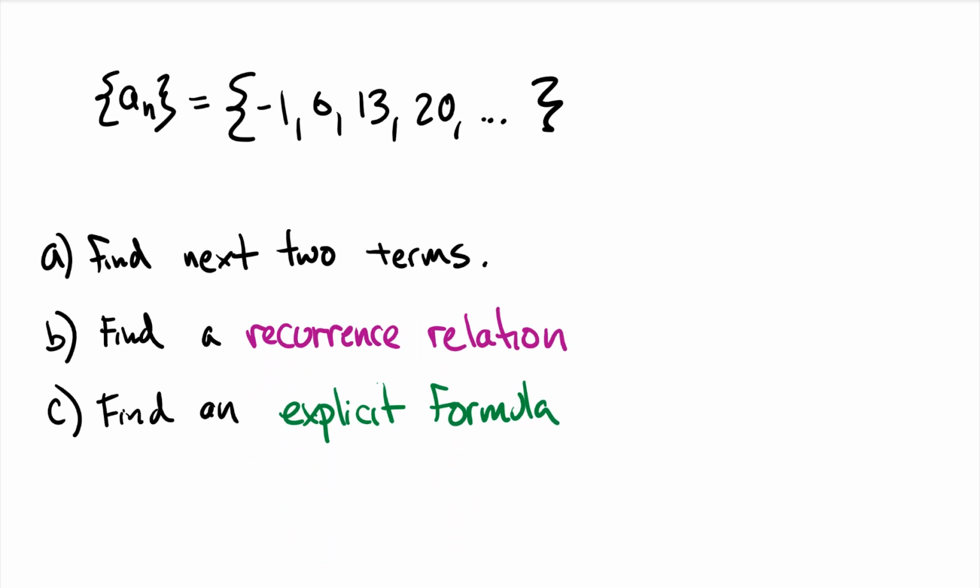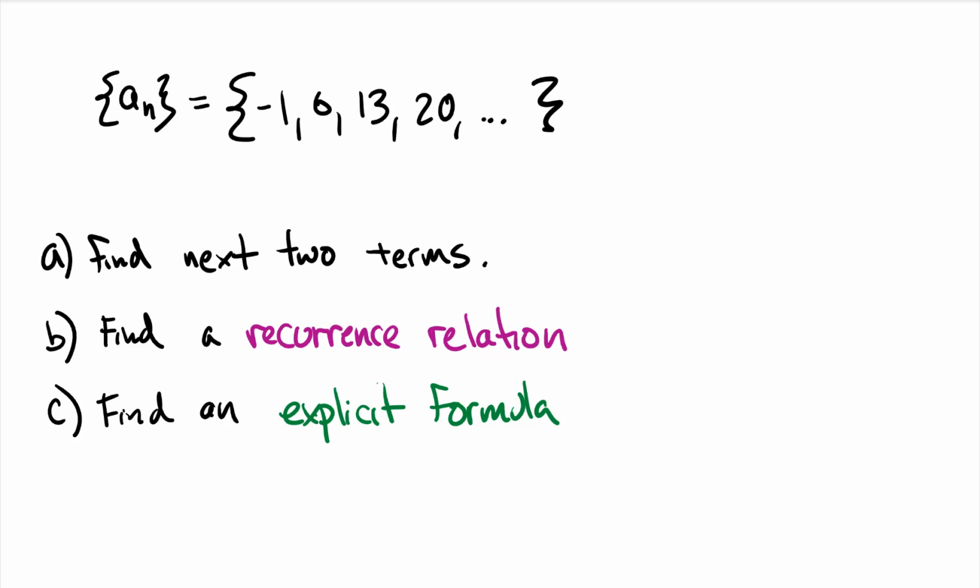And then for part A, we want to just find the next two terms of the sequence. Second one, we're going to find a recurrence relation, which means we need an a sub 1. And then what's going to happen for the next? And lastly, we're going to find an explicit formula, and it really should say for the nth term of the sequence. All right, let's go.